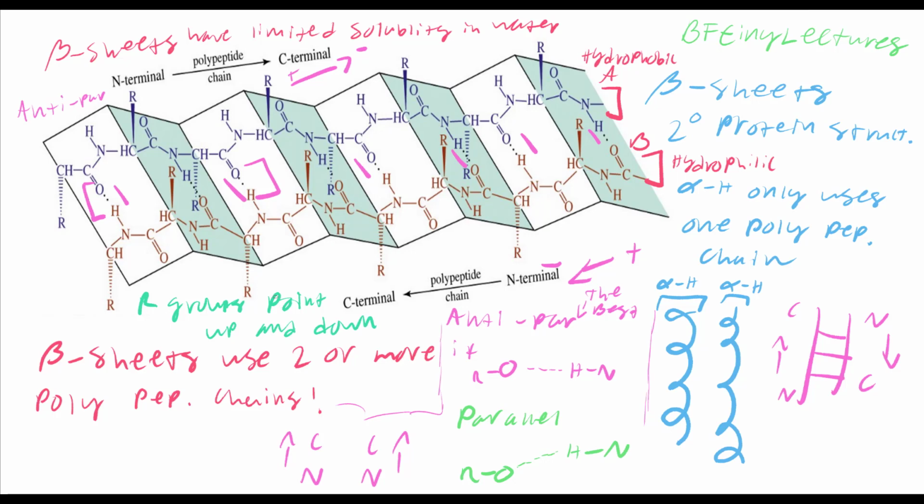And also, the beta sheets are usually made from 3 to 10 amino acids. So, beta sheets. Beta sheets are 3 to 10 amino acids long. Okay?